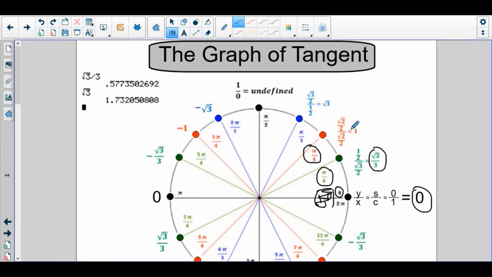I would input pi over 4, I'd output 1. In this case, the sine and cosine values are both the same, so it makes sense that that is 1. I'd input pi over 3, I would output root 3, which comes from the sine over the cosine value. I would input pi over 2. Remember, this point is 0, 1, so it would become 1, 0, but again, I don't want to look at that. I want to look at inputting pi over 2 and outputting undefined.